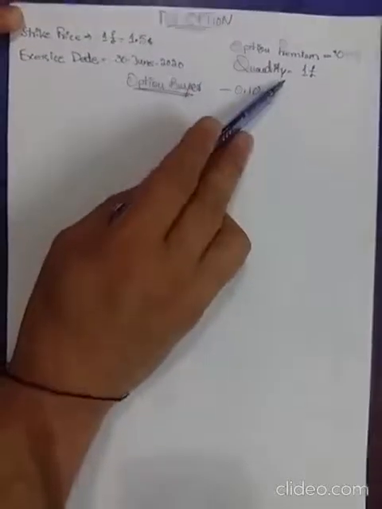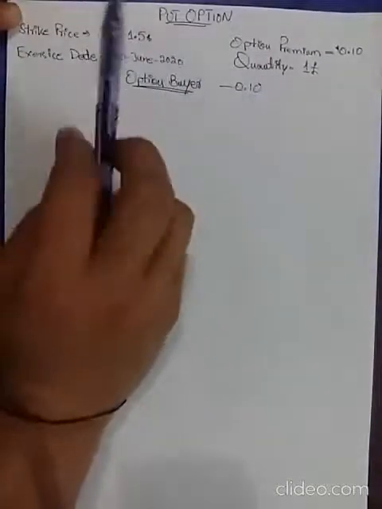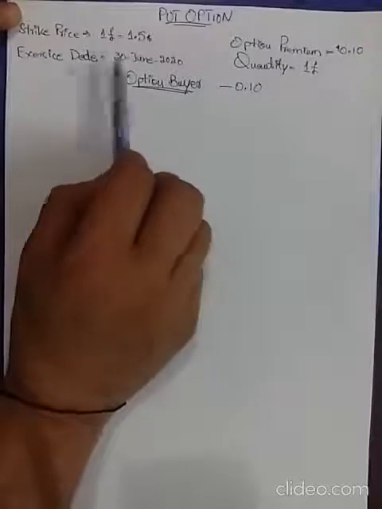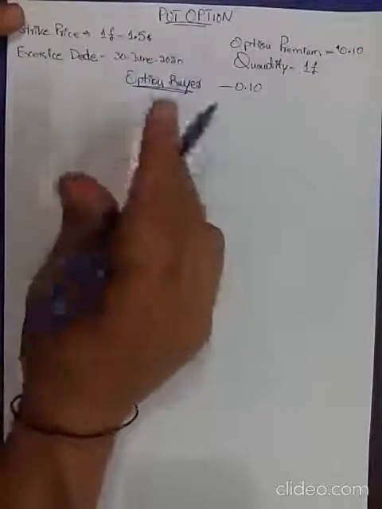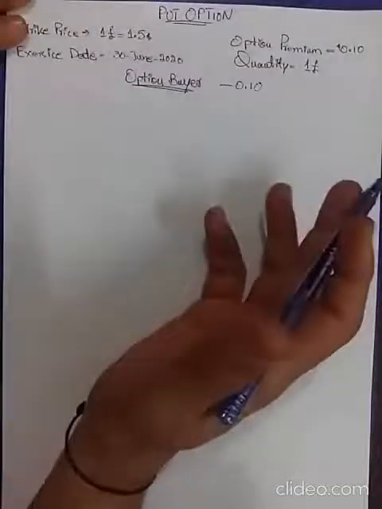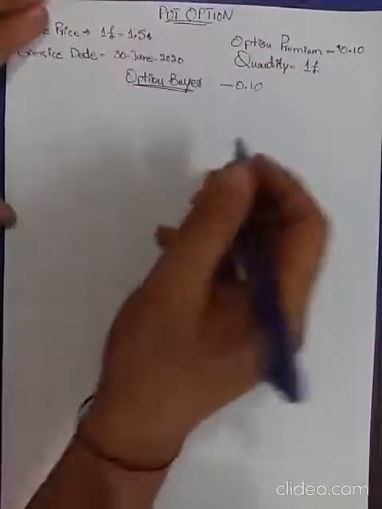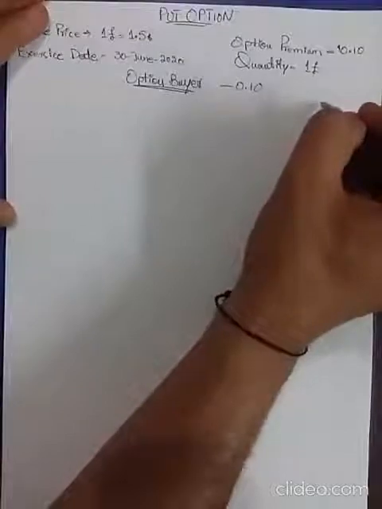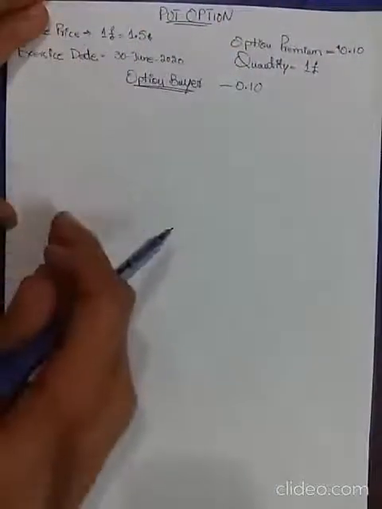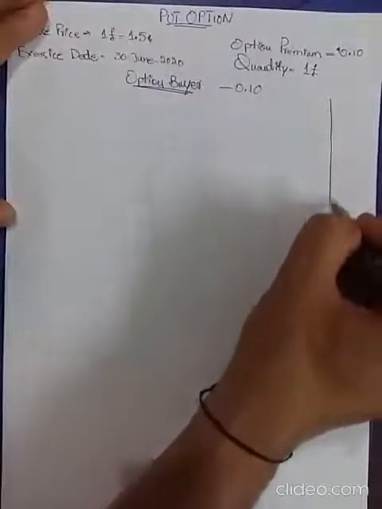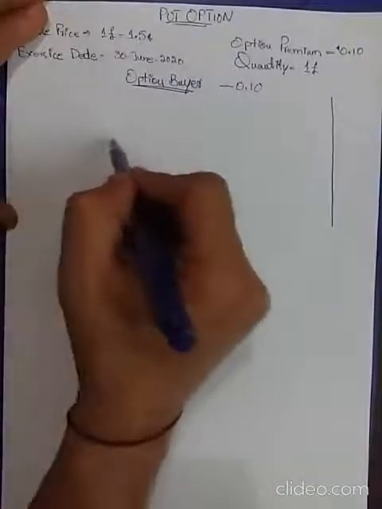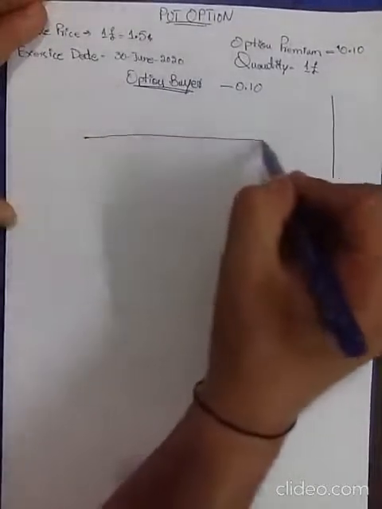The quantity of pounds that we want to sell is 1 pound, and the exercise date is 30th June 2020. So let's make a put option payoff profile. The put option actually starts from the opposite side. In the call option we used the left side, but in the put option the premium line is on the right side, and we have a market line just like previously.